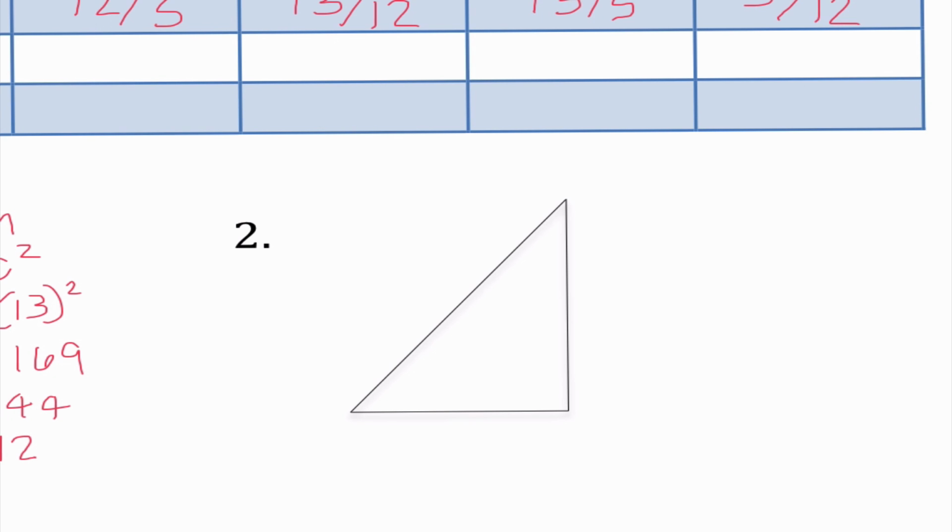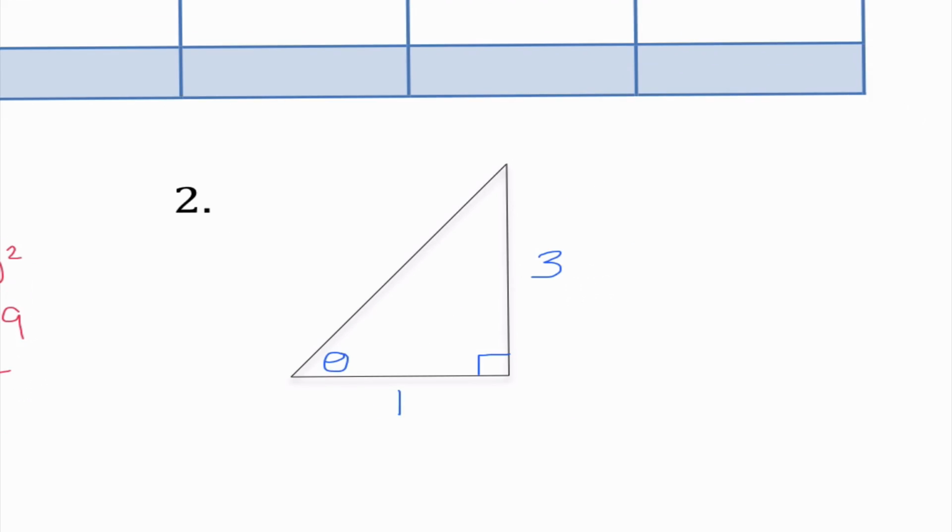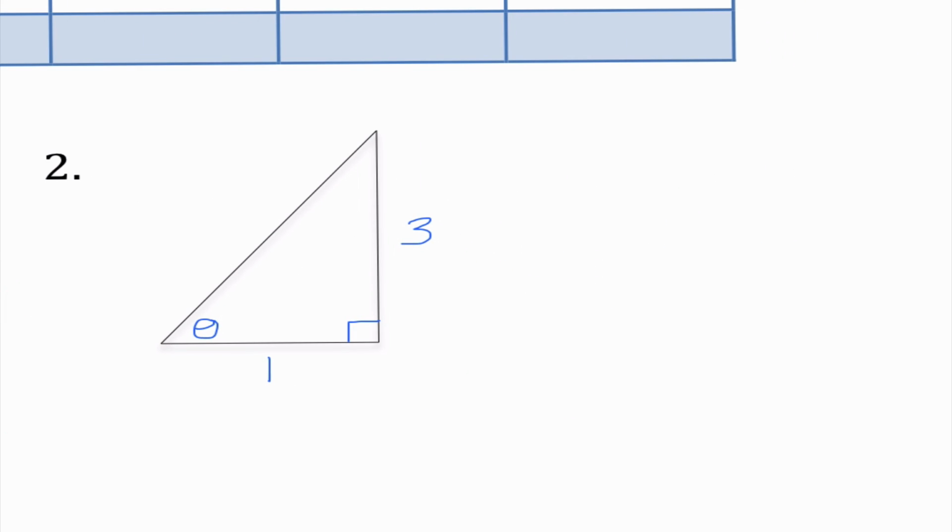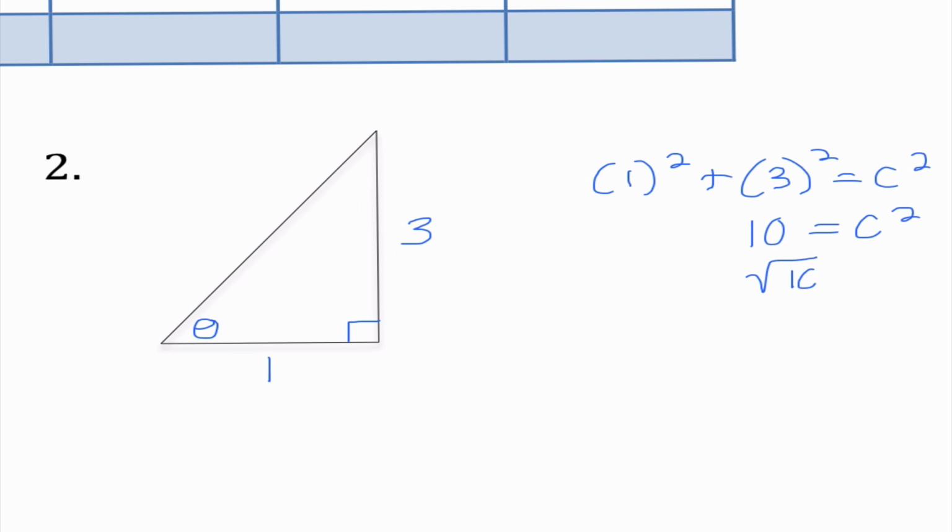So let's go ahead and look at number 2. Okay, for number 2, let's say our sides are 1 and 3. Okay, so this time I do not know the hypotenuse, so I'm going to say 1 squared plus 3 squared equals c squared. So I end up getting 10 is c squared. I cannot simplify that radical at all, so we're going to say that the hypotenuse here is radical 10. So 3 is my opposite, 1 is my adjacent, and radical 10 is my hypotenuse.